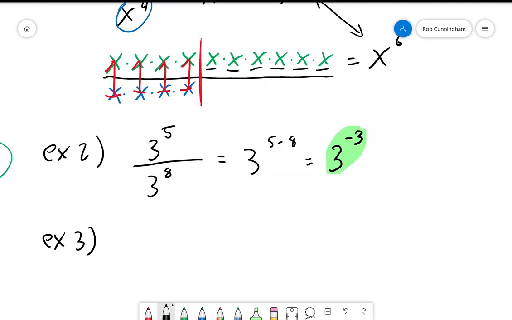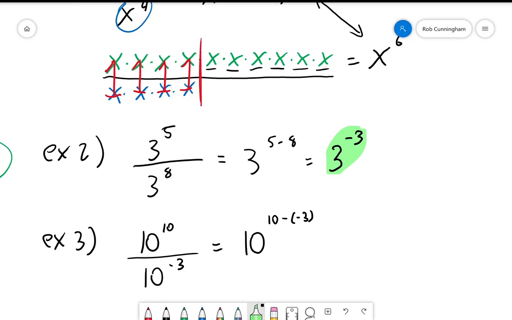Example 3. Let's do 10 to the 10th divided by 10 to the negative 3rd. Well, that's 10, and we've got to be careful here, to the 10 minus negative 3. And this is where a lot of people get tripped up.